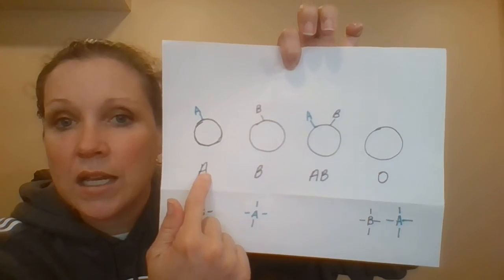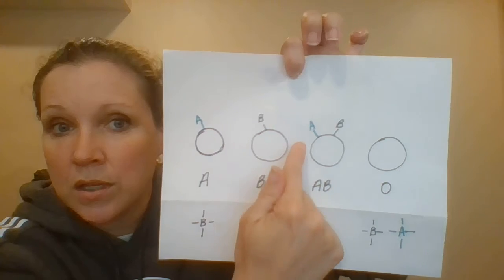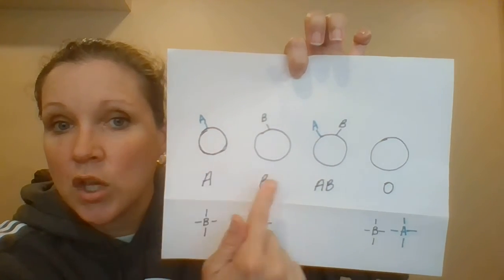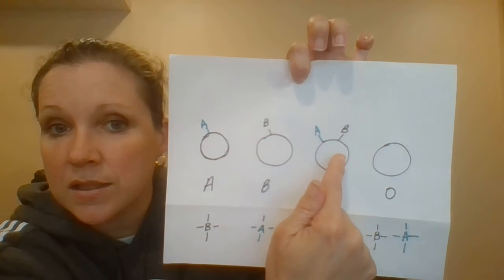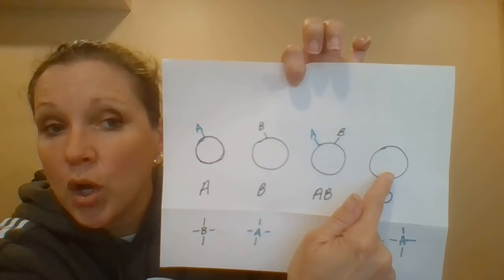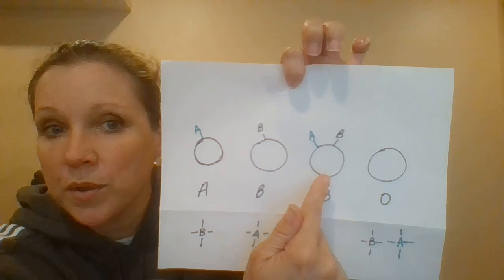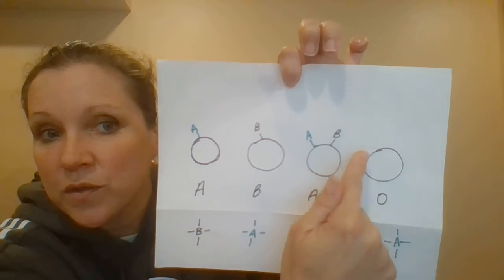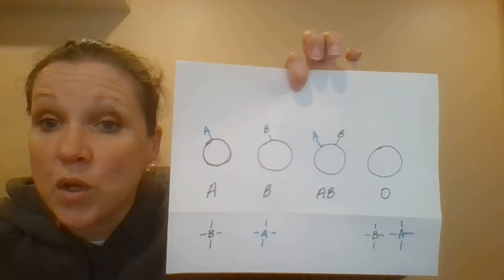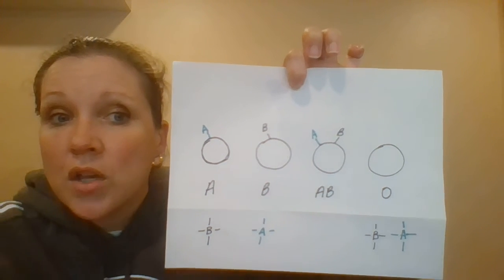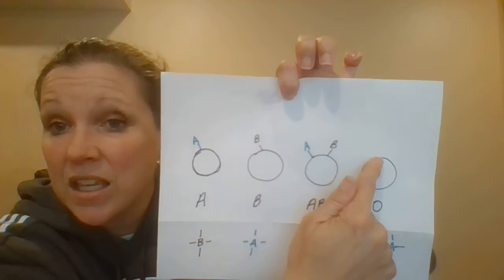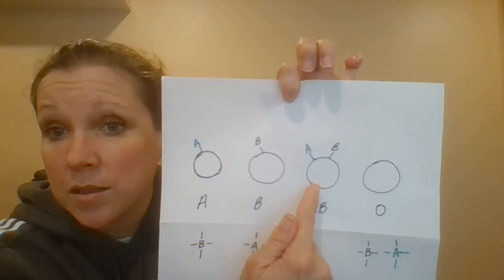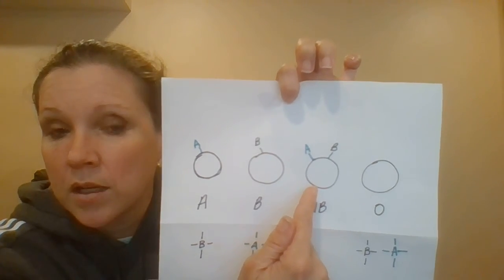Now you'll notice here that AB does not have any antibodies. So you could take A, put it into an AB, would recognize. You could take B, and put it into an AB and it would recognize. You could take type O and put it into an AB, because look at the surface of type O. There's no antigen on the surface. So type O is not going to trigger any type of response.